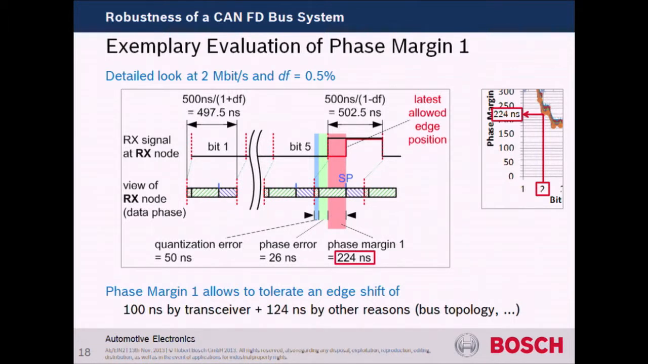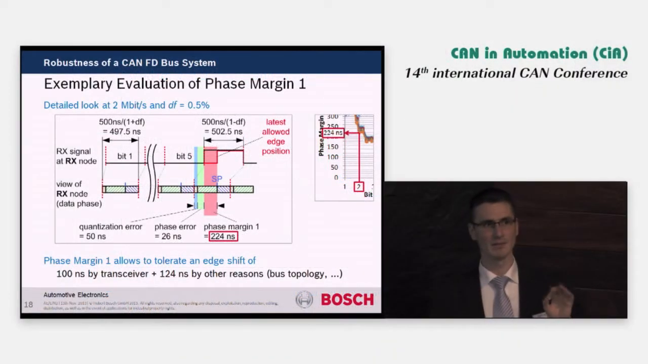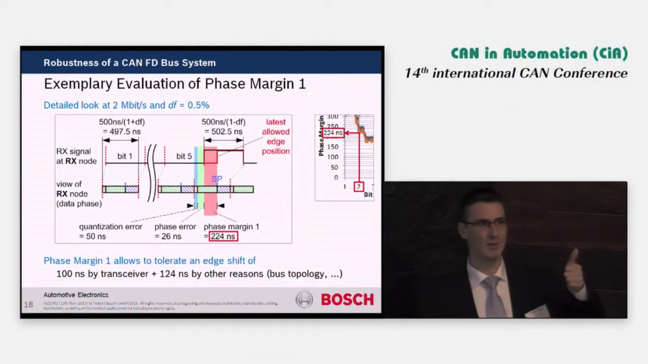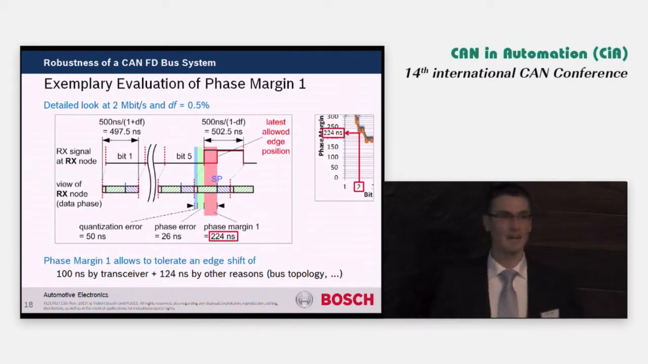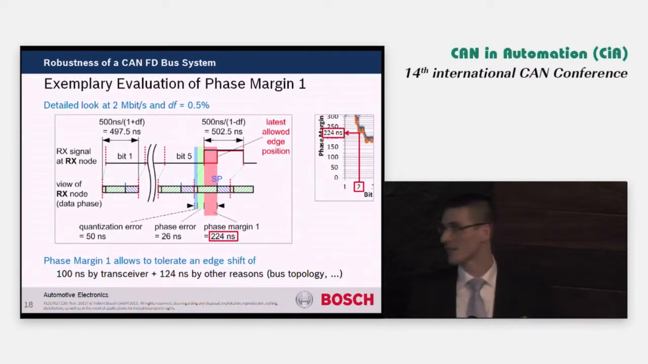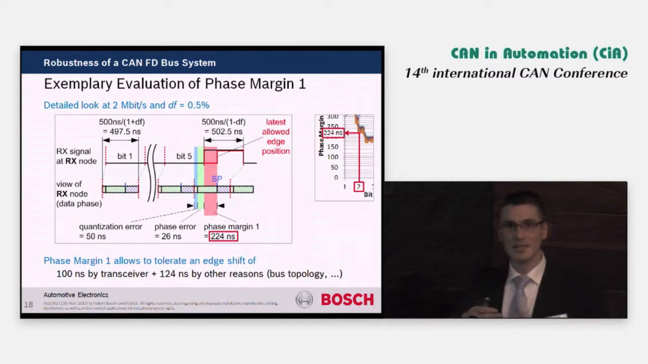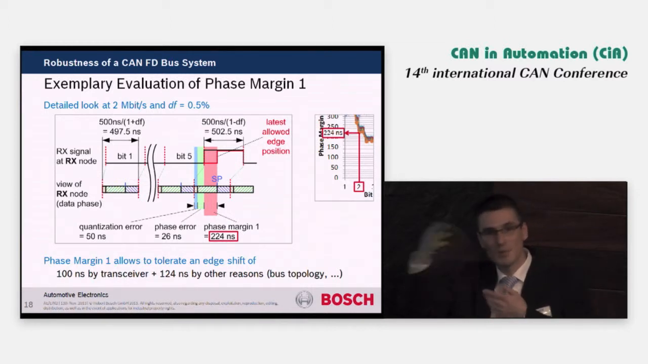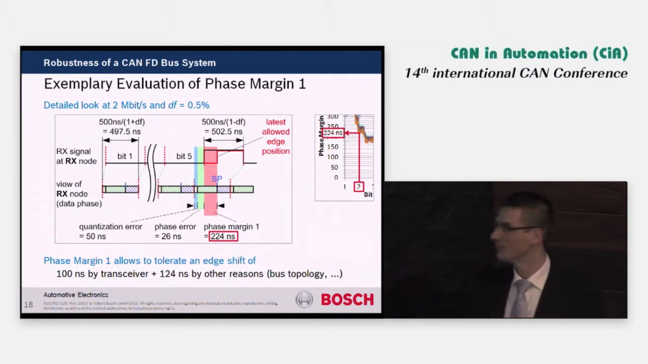When we look at this point where the phase margin is, then we see there are other errors too. They are described in the paper, but I will shortly mention them here. We have a quantization error of 50 nanoseconds. That sounds like a lot. The point is, my colleague Florian Hartwig mentioned that the protocol state machine is executed just once per time quanta. In this case, we have a time quanta length of 50 nanoseconds. So we have a quantization error in the worst case of 50 nanoseconds, because we sample the incoming signal just once every 50 nanoseconds, and then we make an error.